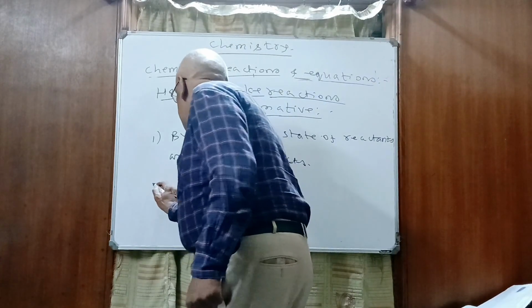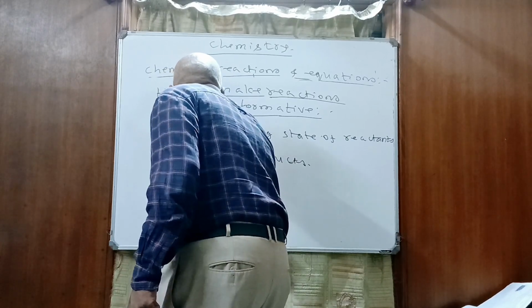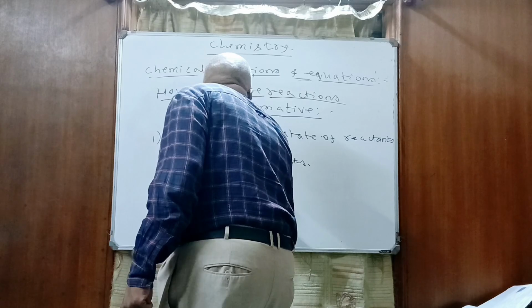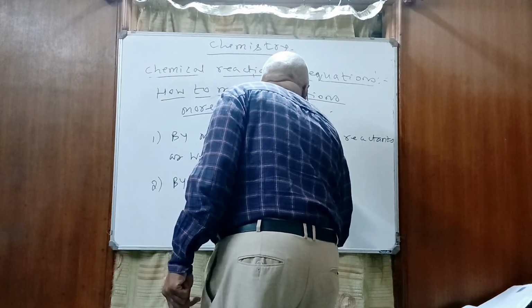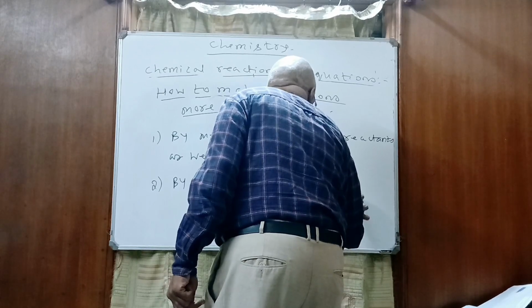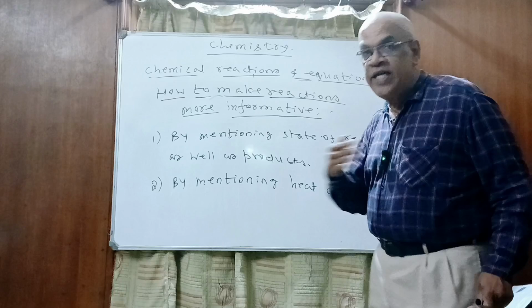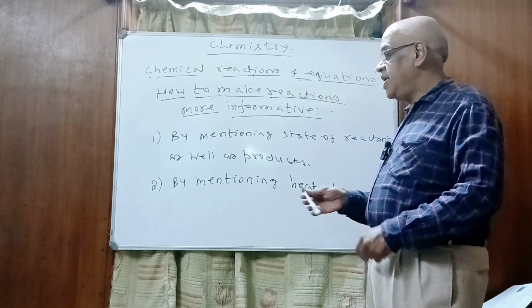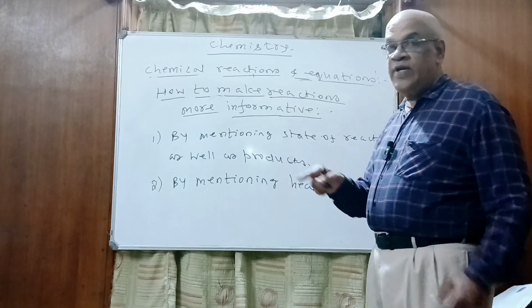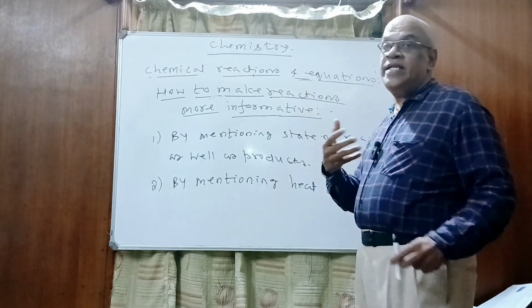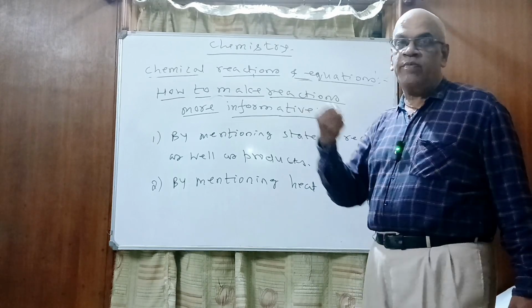What the second one? By mentioning heat change. By mentioning heat change. In a chemical reaction, whether reactants are absorbing the heat or releasing the heat. See children, so in a chemical reaction, if the reactants are absorbing the heat, the reaction is called endothermic reaction, and heat is absorbed by the reactant.